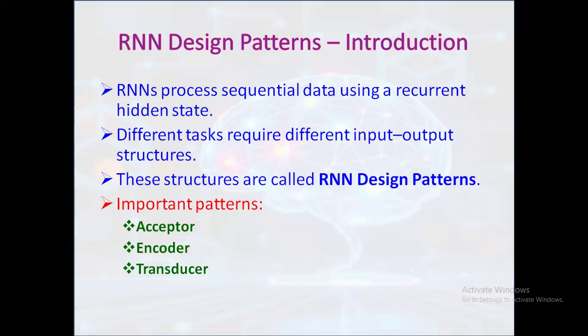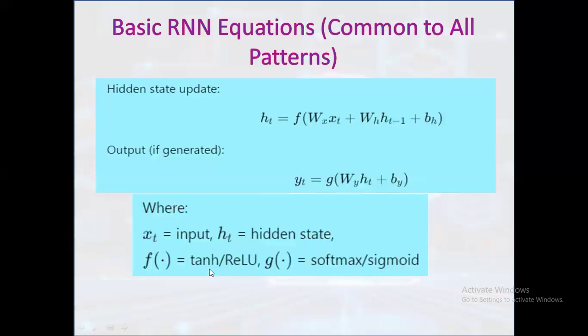RNN design patterns define how inputs and outputs are organized across time steps. They specify when outputs are generated and how the final decision is made based on the hidden states. And the important patterns are acceptor, encoder, and transducer. The most commonly used RNN design patterns are the acceptor, encoder, and the transducer patterns, each serving a distinct purpose. Each will have its own merits and demerits and applications, each serving a distinct purpose in sequence modeling tasks.